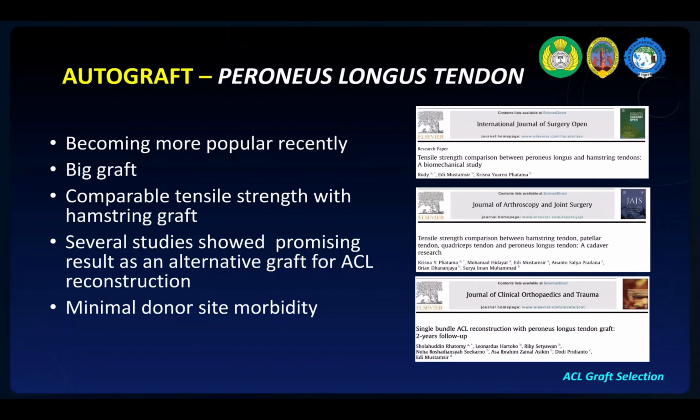The other graft is peroneus longus tendon. It has become more popular recently in many Asian countries. It's a big graft. Our studies showed it has a comparable tensile strength with hamstring graft. There are also several studies showing promising results as an alternative graft for ACL reconstruction. And it also has minimal donor site morbidity.